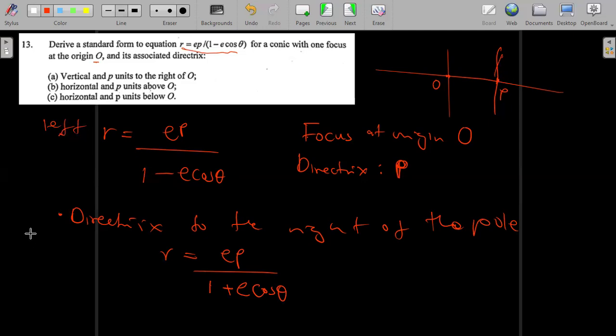Then now we have the other cases where you have it above the pole. So let's say it's above there. Because it's above, it's going in the positive y region, it's cutting the positive y-axis. So this here is going to be r equal to ep over 1 plus e sine theta.